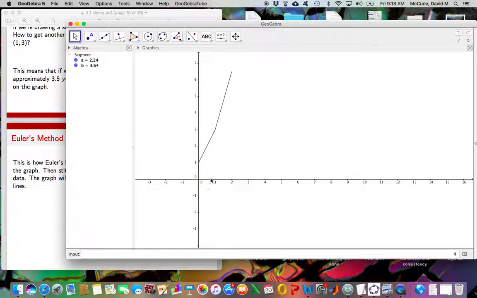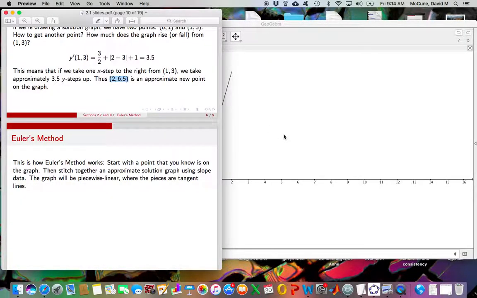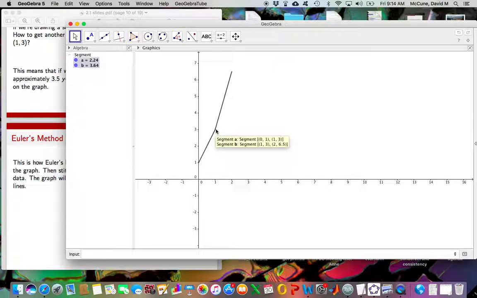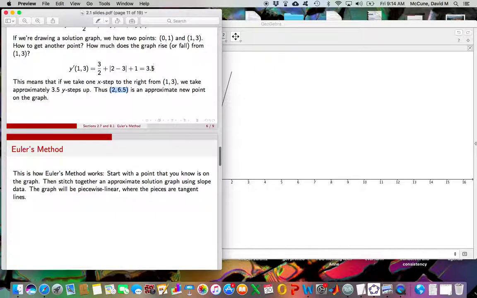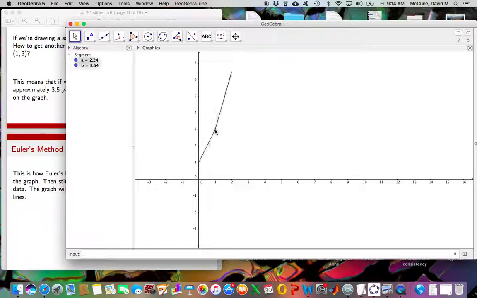So basically, I'm just going to travel along this tangent line for one step, one x step, and now I'm at the point (1, 3). And now I know I'm supposed to go from (1, 3) to whatever I said it was, (2, 6.5). So I draw a new tangent line, one that is steeper this time, right? Because my slope was higher. I used to have slope 2, now I have slope 3.5. So anyway, the curve is increasing in steepness here.